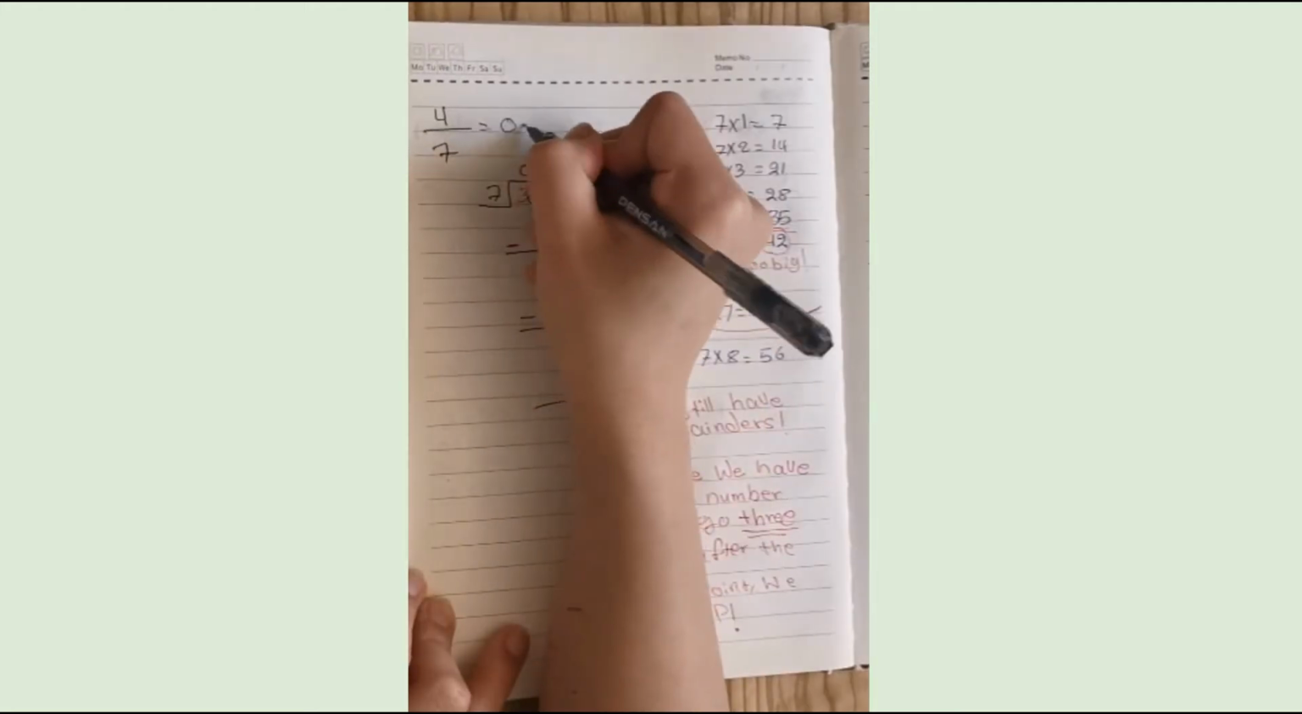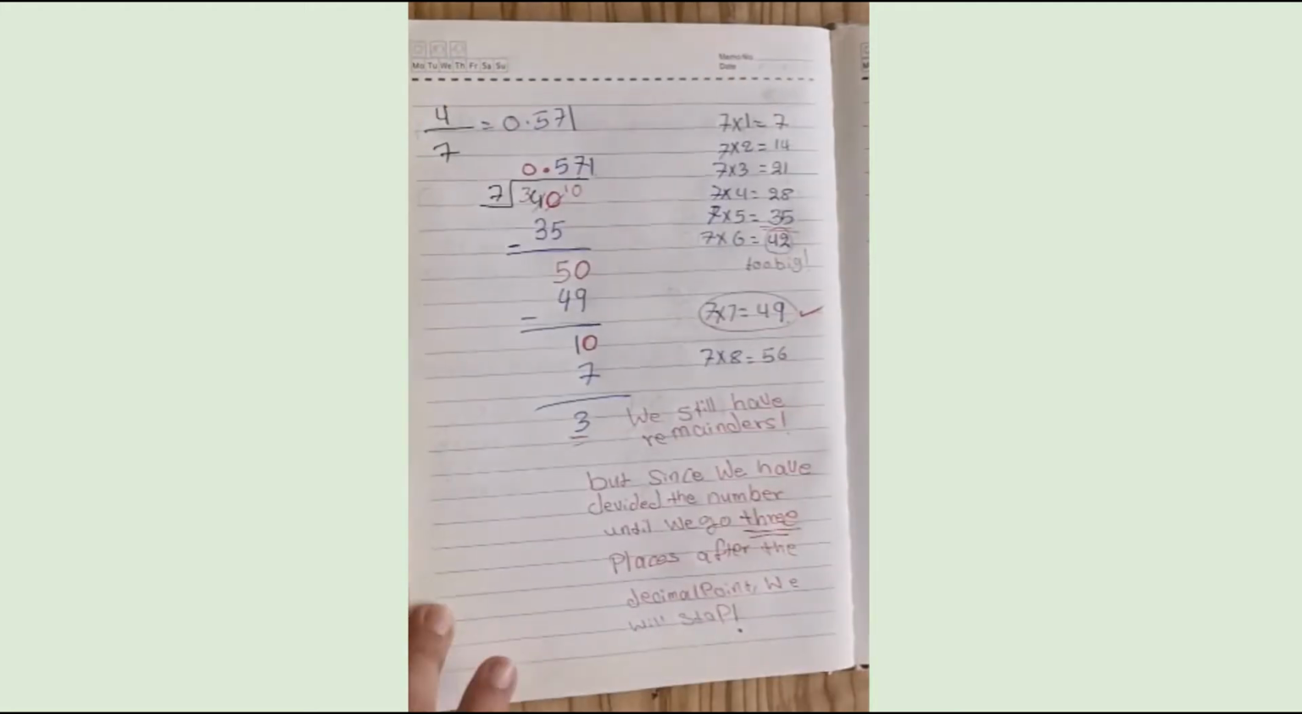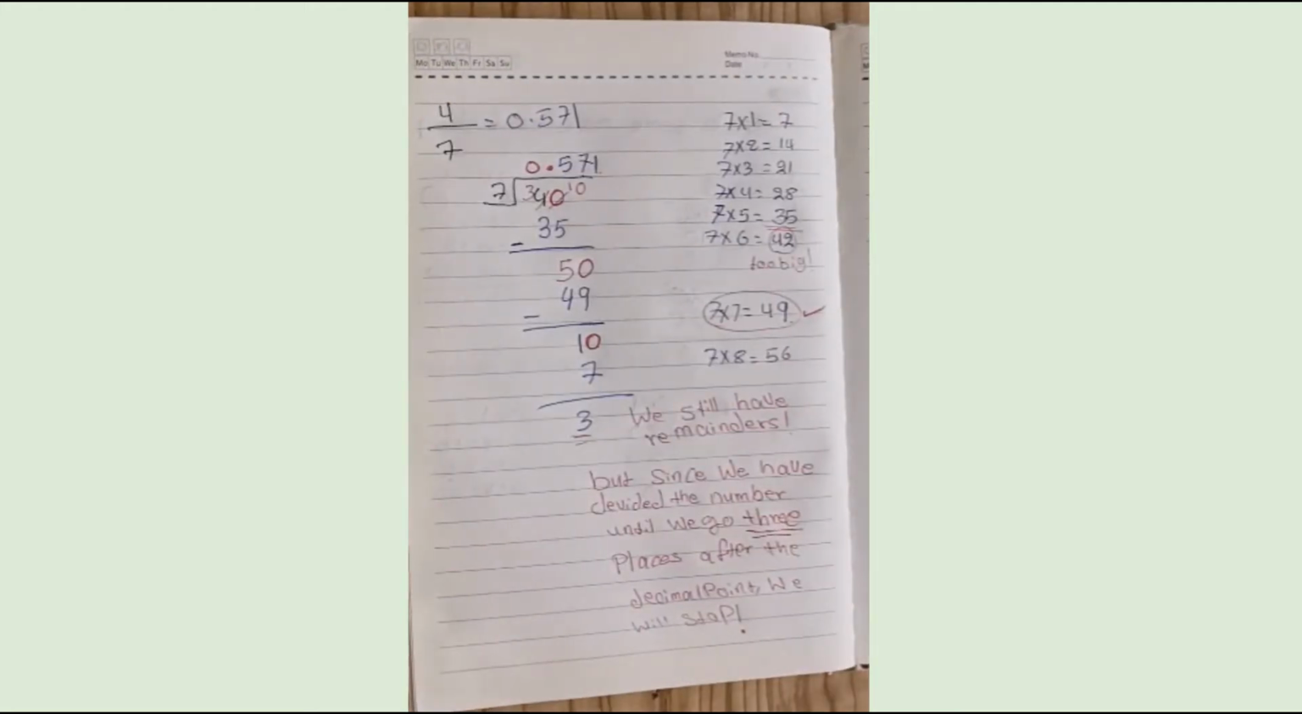Okay, so 4 out of 7 equals 0.571. Now, if we remember in the previous lessons, we were talking about how not all numbers are full numbers or whole numbers. Sometimes we have parts. What if we had an apple and a half? How would we represent that in decimals? We would represent it as 1.5.